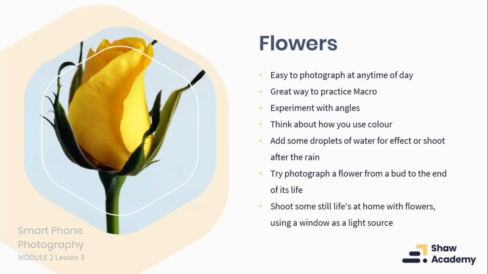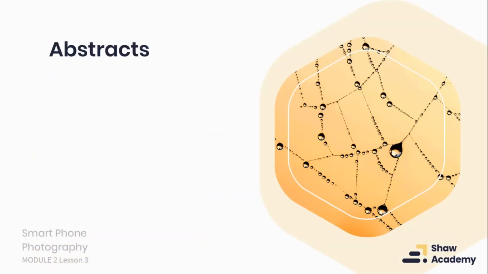And shoot some still lifes at home with flowers. At the time of recording, we're all stuck inside at the moment, so it's a great thing to photograph. With light coming through the window, you can set up a nice still life for yourself using your window as a light source. Macro photography also allows for great abstract photography as well.